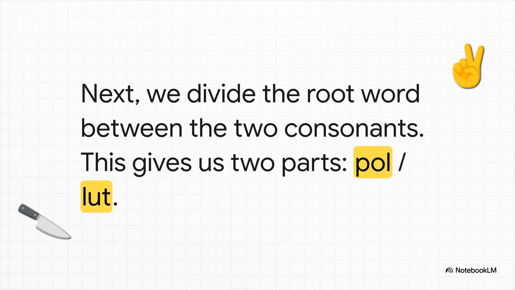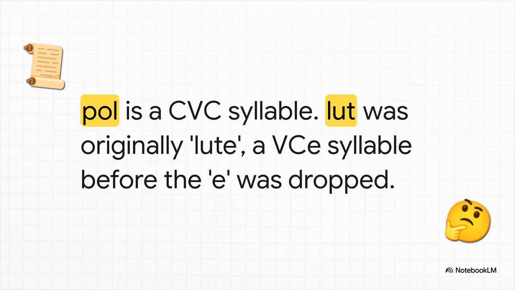Okay, on to step 3, divide the root. We see 2 consonants, that double L, sitting right there between the 2 vowels. And the general rule is to just split the word right between them. So that gives us pol and lut. Now for step 4, where we identify our blueprints. The first part, pol, that's a classic CVC pattern, right? So we get a short O sound, pol.